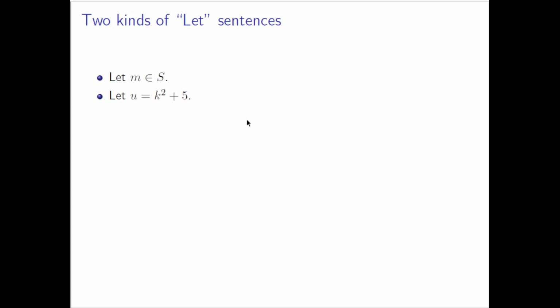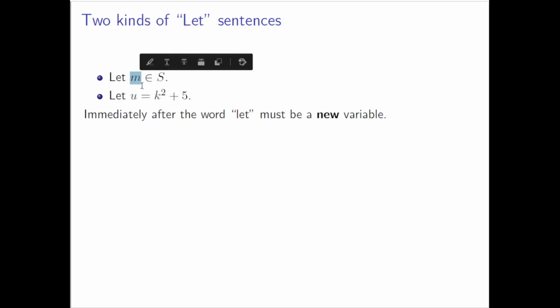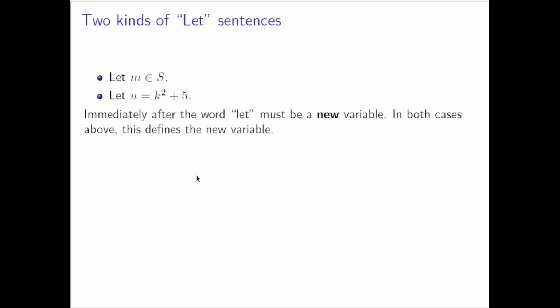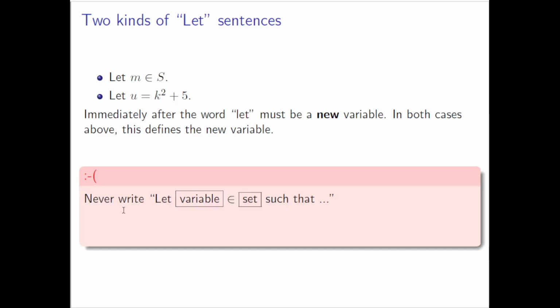Okay, so to review, we've got these two kinds of let sentences. I just copied the two that we had from earlier, and one of the reasons we can't even swap the two sides of this equation form, the second kind, is that immediately after the word let, you've got to have a new variable. So let m in S, we're just assuming here that m wasn't used yet in the proof, or let u equal whatever, assuming that u wasn't used yet in the proof. In both cases, both kinds of sentences here define a new variable.